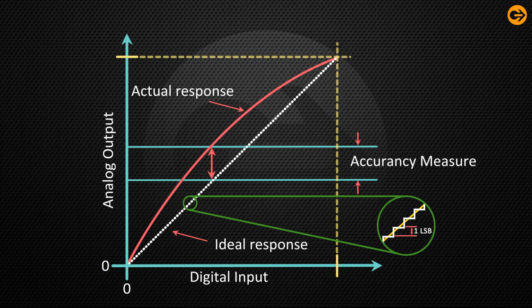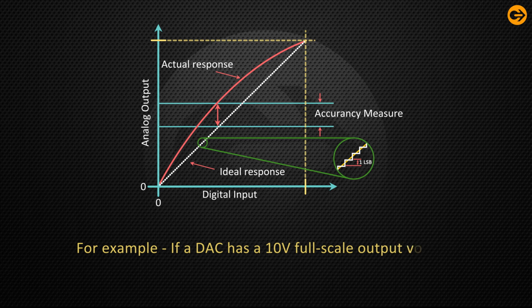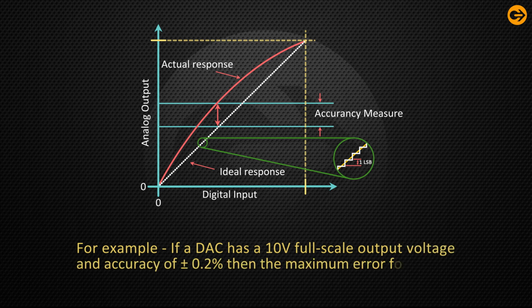Accuracy. The accuracy of DAC is the difference between the actual output voltage and the expected output voltage. It is also specified as the percentage of the full scale output voltage. For example, if a DAC has 10 volt full scale output voltage and accuracy of plus minus 0.2%, then the maximum error of output voltage is 0.002 into 10, which is equal to 20 millivolt.